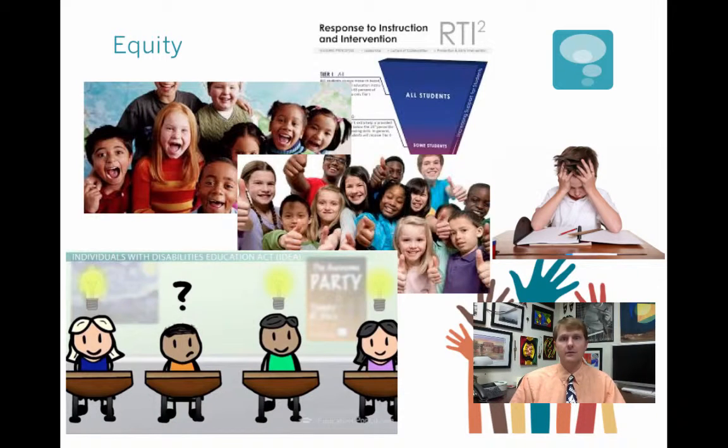Equity. We have RTI, response to intervention. We have the Individuals with Disabilities Education Act, IDEA. Here are some other images. You've got kids that struggle. We've got to understand how to address those needs. Kids of different socioeconomic status. You have kids of different cultural backgrounds. It's not just a shade of brown. It is what is the life of the individual child and the individual groups of children.